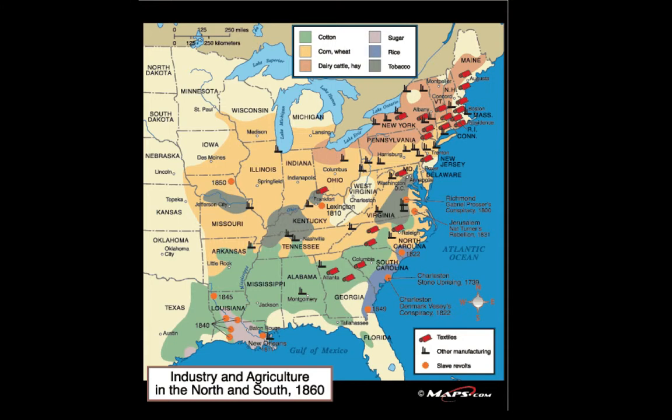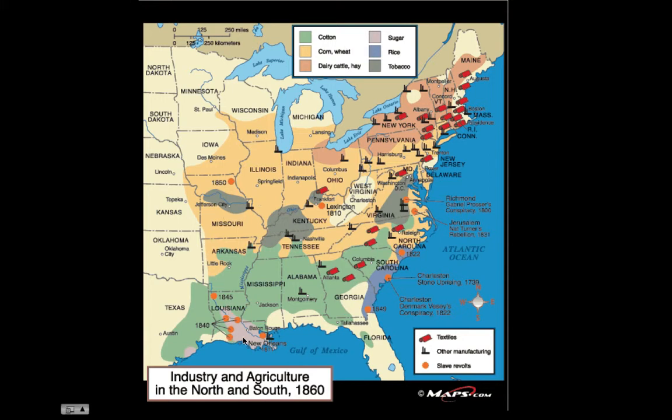The South is banking on cotton. They're banking on the things that are going to get them the most money, and not necessarily the best crops for them to be using to sustain themselves. And this is going to play a key role in the war.